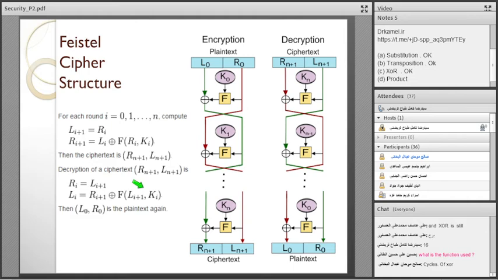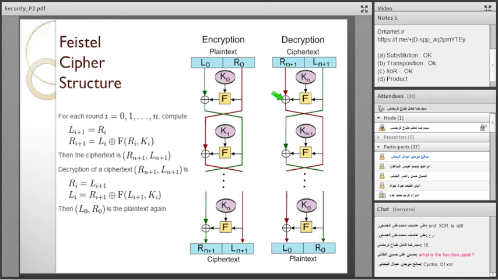So for each level, the function is something that does something with the key and the XOR. It's not important; you can find the inside of the function on the internet. What is important is that the function depends on the left side and also the key. The function is used when you want to create the right side. The dependency of the function is very important.